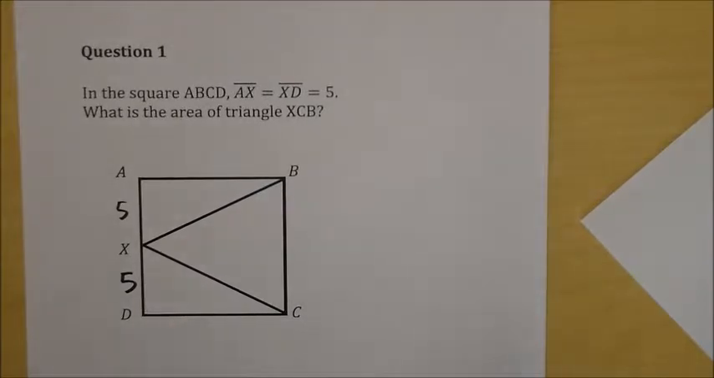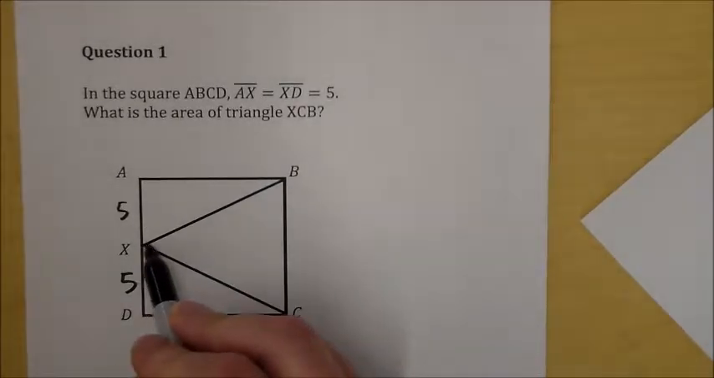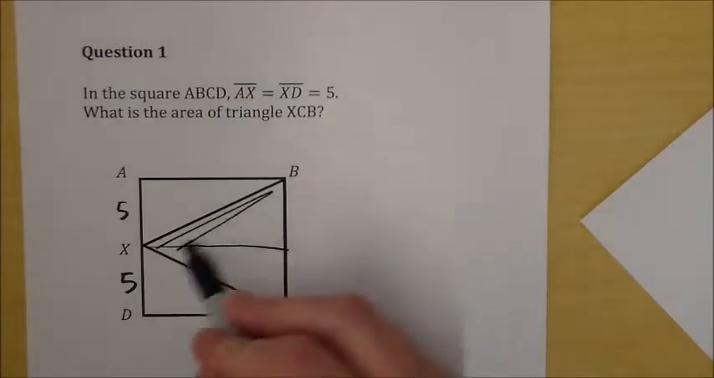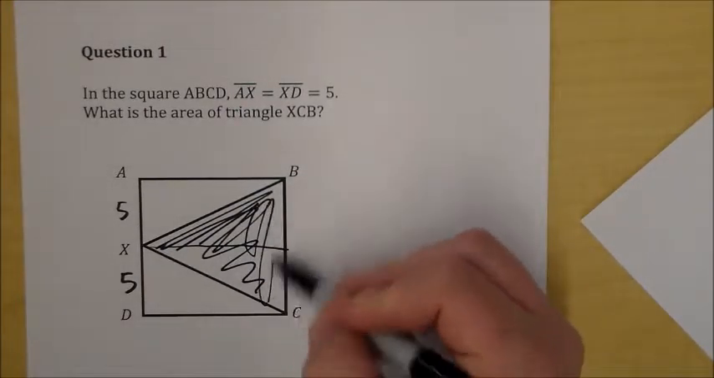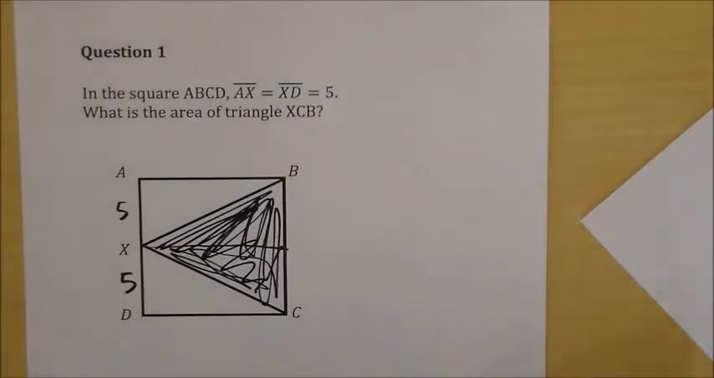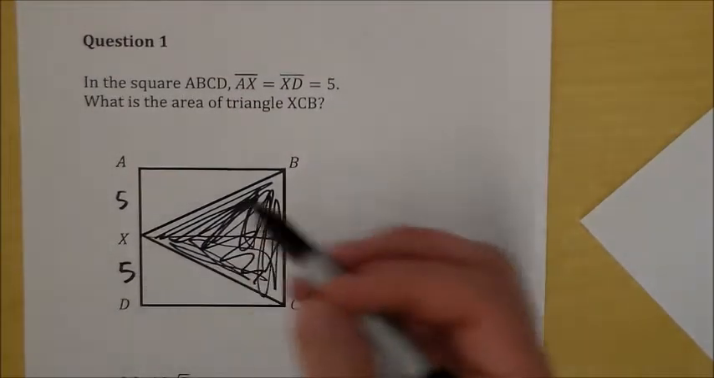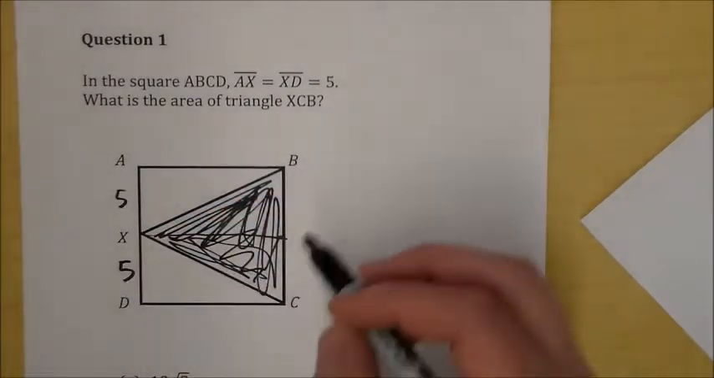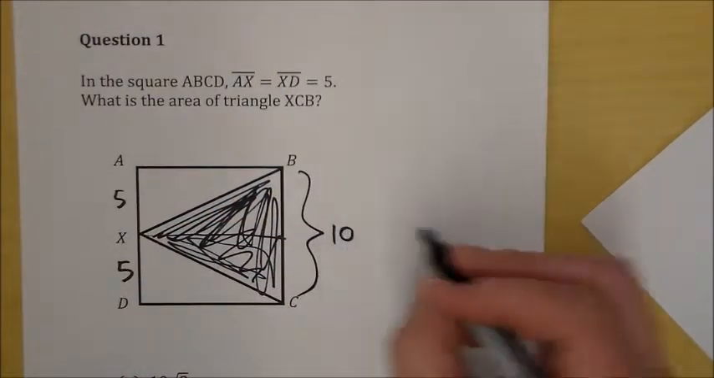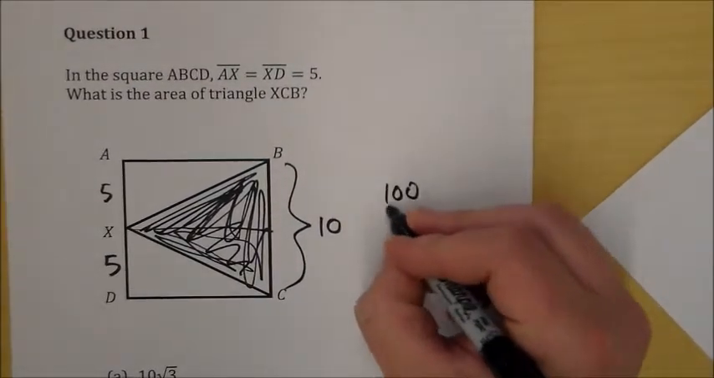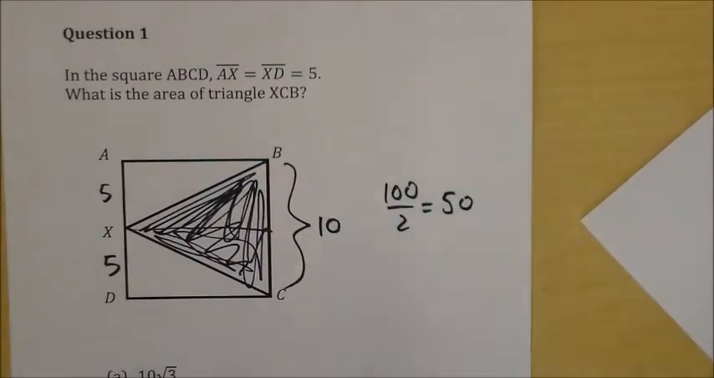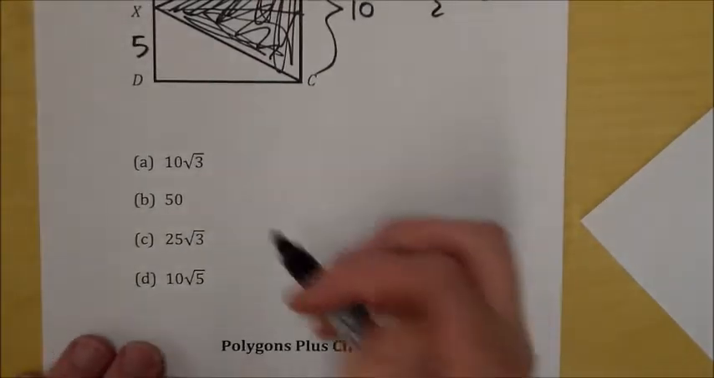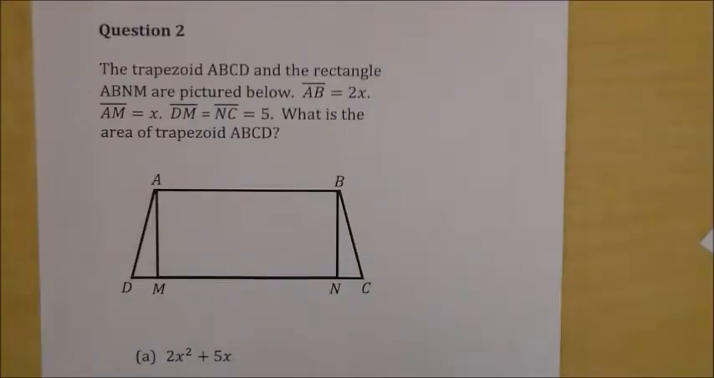we should just see that if this is the midpoint, this triangle is going to take up half of the square. So all we have to do is find the total area of the square and divide by 2. Well, if that's 5 and that's 5, the side length is going to be 10. 10 squared is 100. 100 divided by 2 is 50. It's that simple. Boom, we're good.